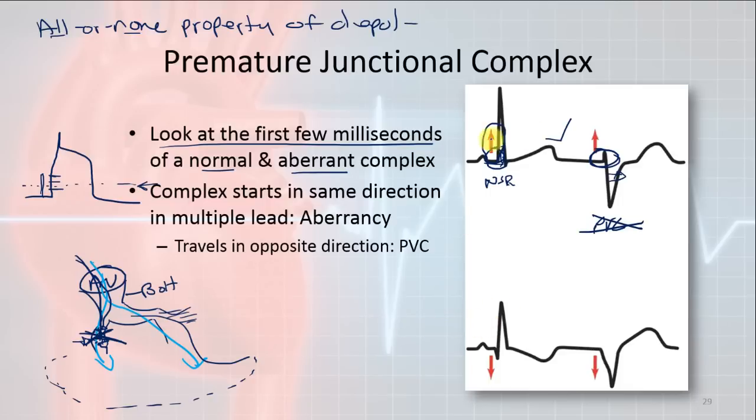You can do the same thing. This is example number 1. Here is example number 2. So basically you have a P wave here, and the first few milliseconds of that QRS and that QRS are the same. They have the same direction, the same angle, the same vector. That would tell me that this right here is not a PVC, it is an aberrancy.